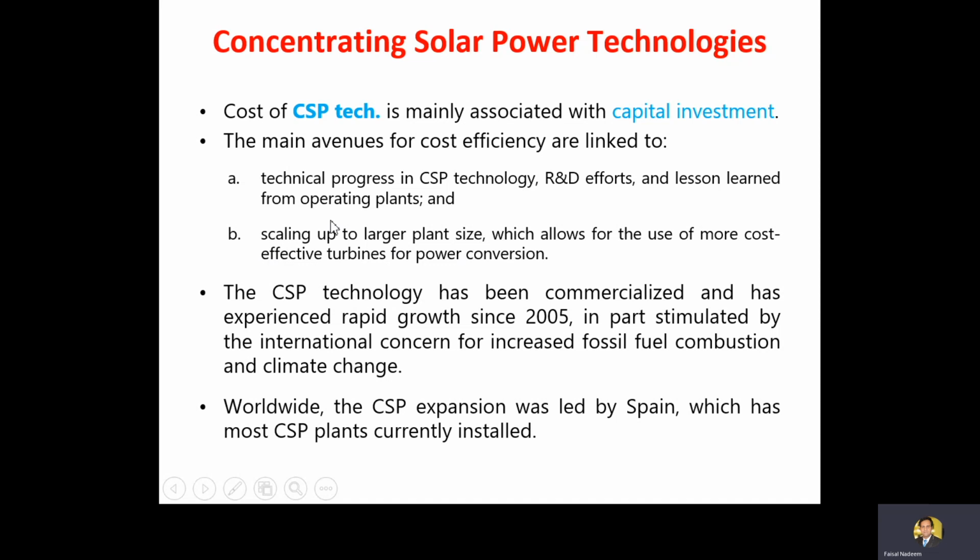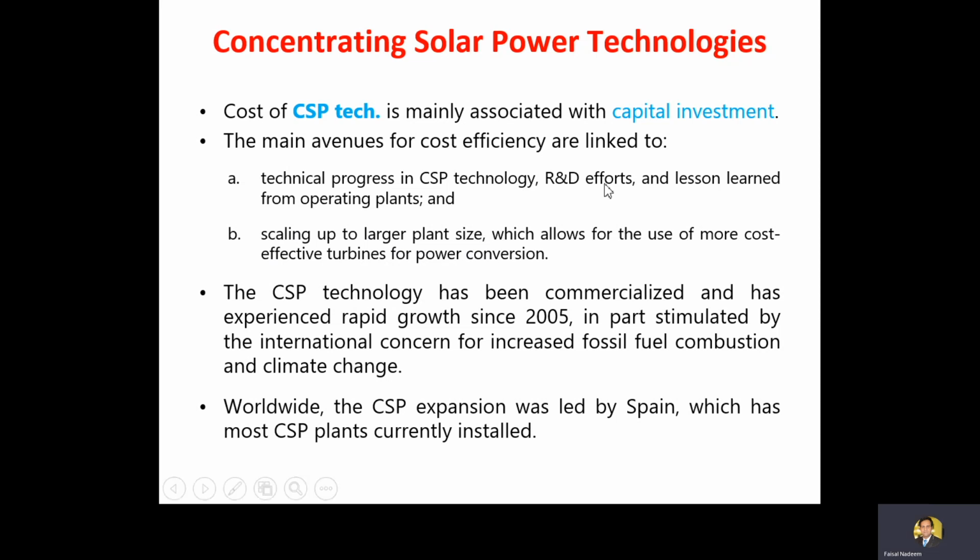So here is the answer to why concentrated solar power technologies are more efficient: they are installed for large power plants, because scaling up to larger plant size allows for the use of more cost-effective turbines for power conversion. For a large scale power plant, we need a large size of turbine in the power conversion technology. Therefore, the equipment cost per unit of electricity automatically reduces. Therefore, we generally use these concentrated solar power technologies for large power plants.